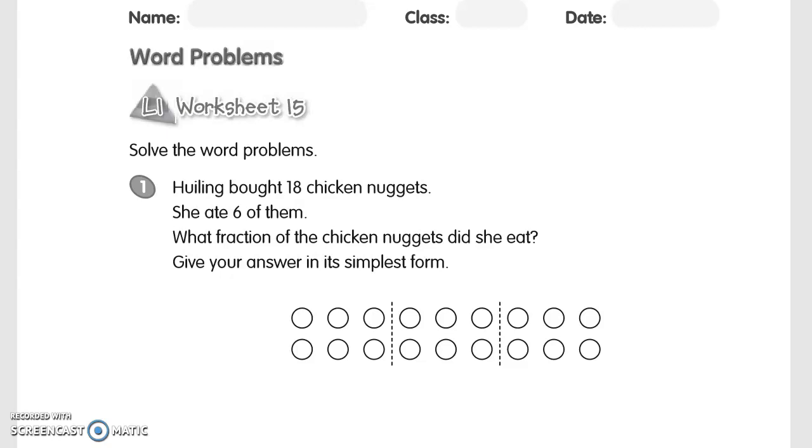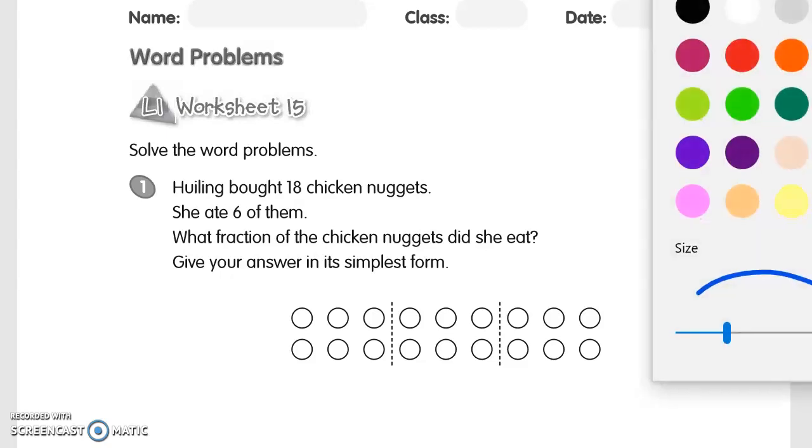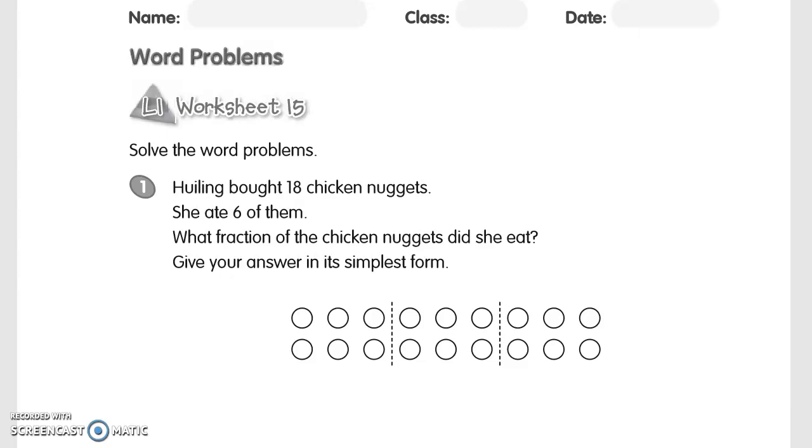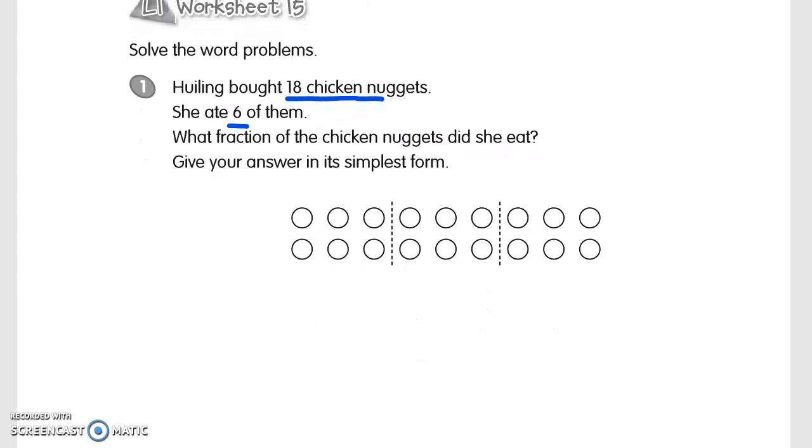Hi everyone, this is page 131 and today we'll be doing word problems involving fractions of a set. Let's look at question 1. Question 1 reads, Hui-Ling bought 18 chicken nuggets and she ate 6 of them. What fraction of the chicken nuggets did she eat? Give your answer in the simplest form.